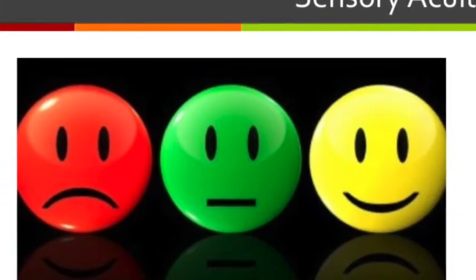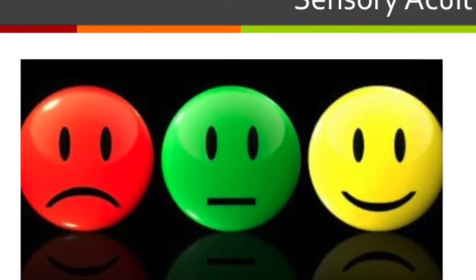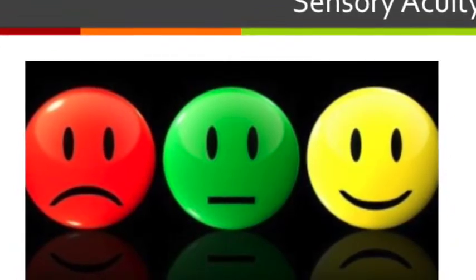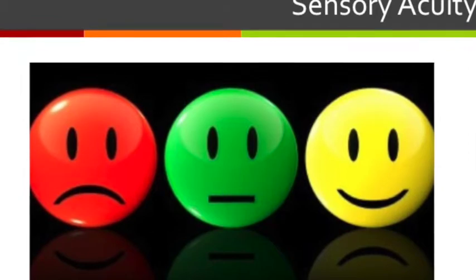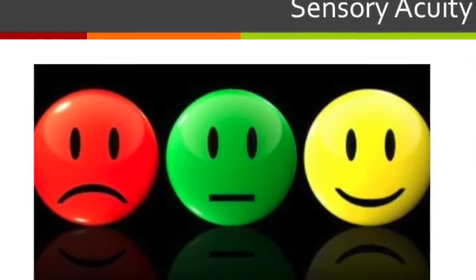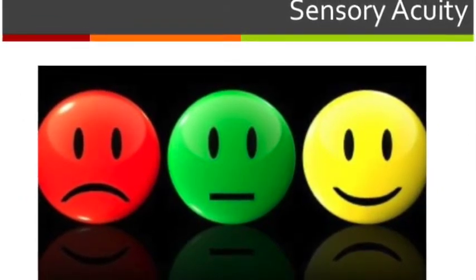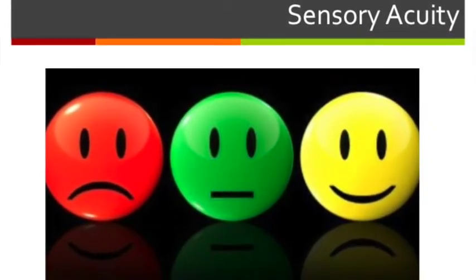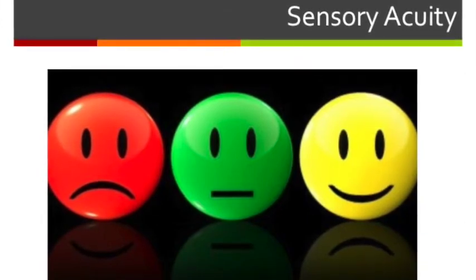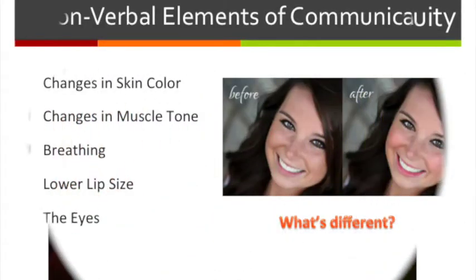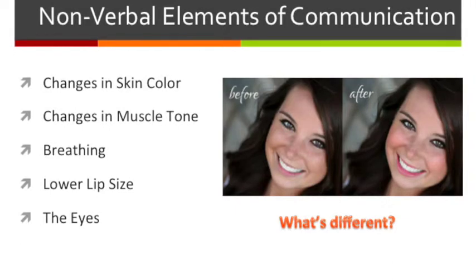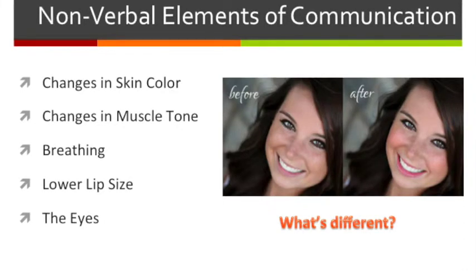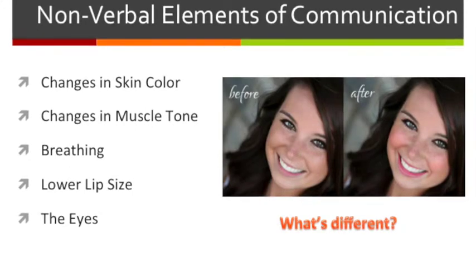Matching and mirroring is a concept in NLP that is enhanced with the development of sensory acuity. This means noticing the small but crucial signals that let you know how your communication partner is responding. Sensory acuity enables us to notice subtle physiological shifts in those we are communicating with, which in turn give us an idea about how our communication is being received. The nonverbal elements of communication can often give us insights that are not provided by the words being spoken. Some of the physiological changes that can occur include the following.